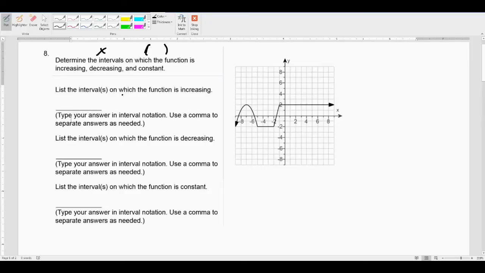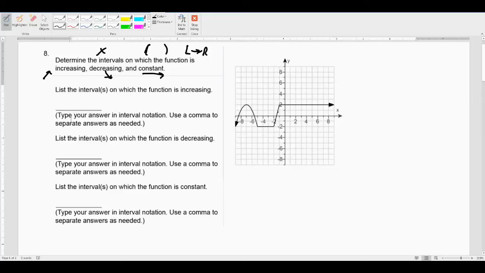Increase, you always read a graph left to right. Left to right. So increase is where it goes up, decrease is where it goes down, and constant is where it's not going up or down but staying horizontal. Now, these are the y values, so in a sense, you're looking for the x values where the y values go up or down or stay constant.